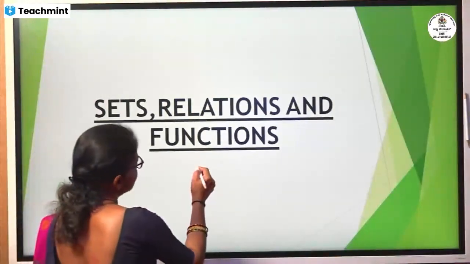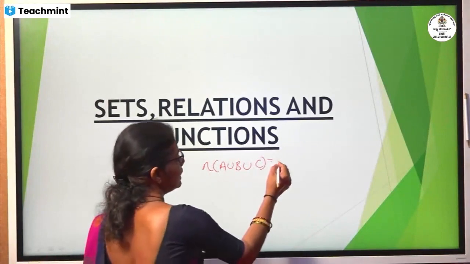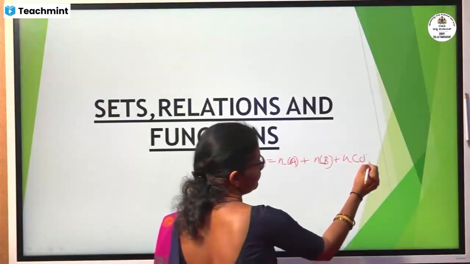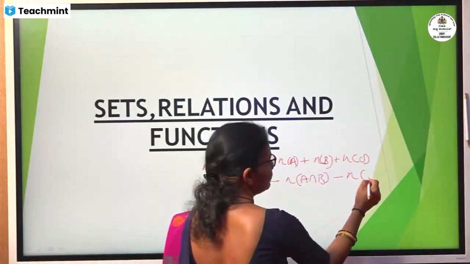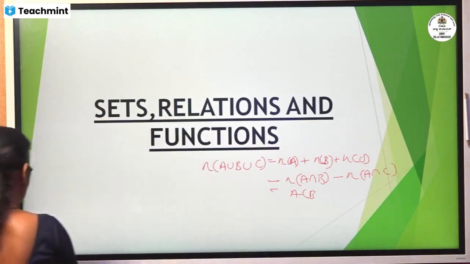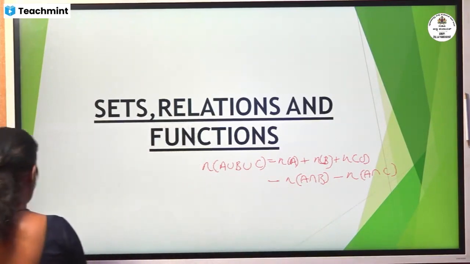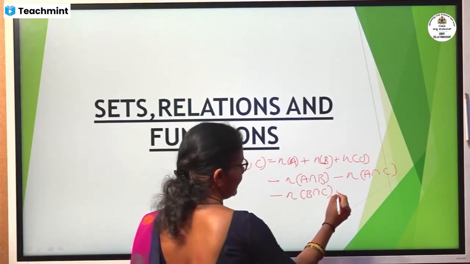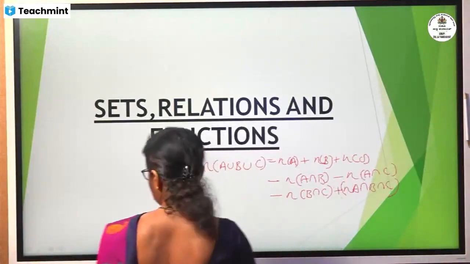Like this, we can consider three sets also. n of A union B union C is equal to n of A plus n of B plus n of C minus n of A intersection B minus n of A intersection C minus n of B intersection C, and finally plus n of A intersection B intersection C. So this is the formula when we use three sets.